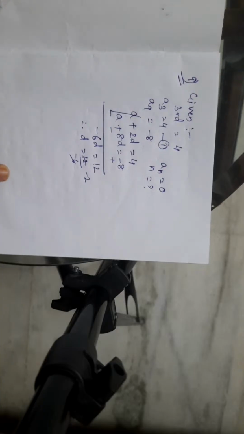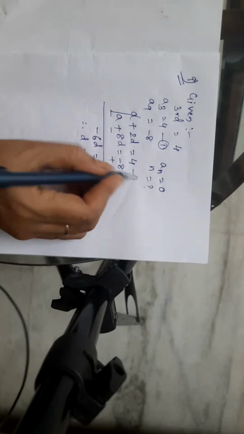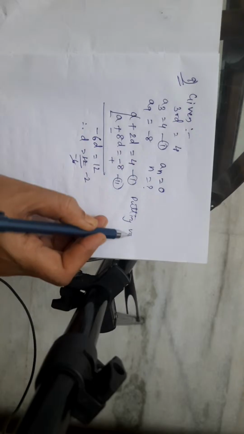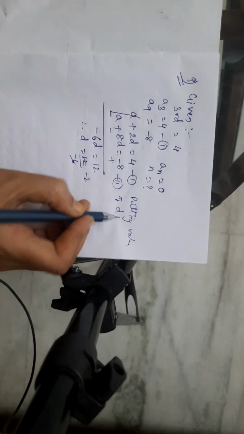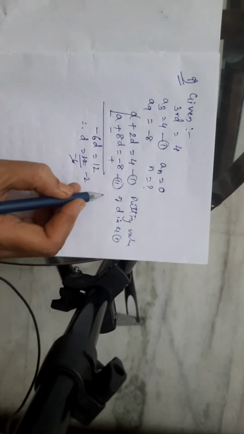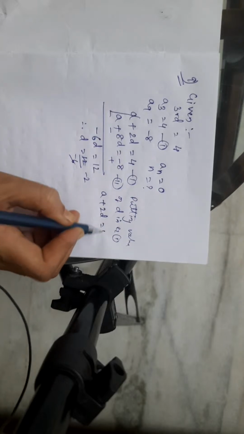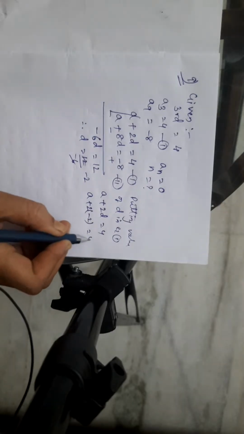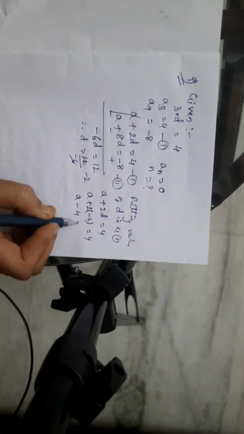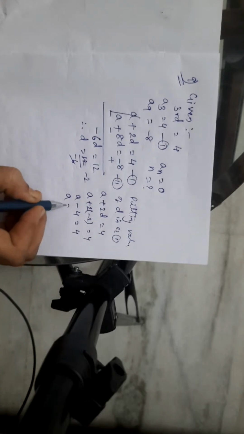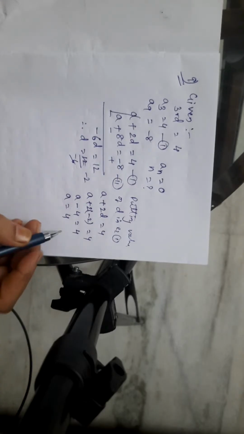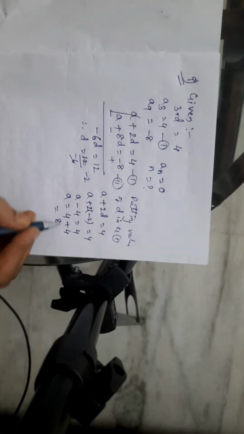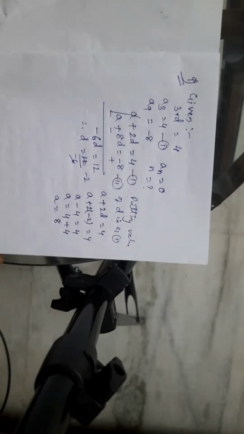After getting D, we need to put that value in any one of the equations. So here, putting the value of D in equation 1. Equation 1 is A plus 2D is 4. Replace D with minus 2. Thus it is A minus 4 is 4. So A is shifting this 4 towards the right, so it's plus 4. Thus it is 4 plus 4, 8. We got the value of A.